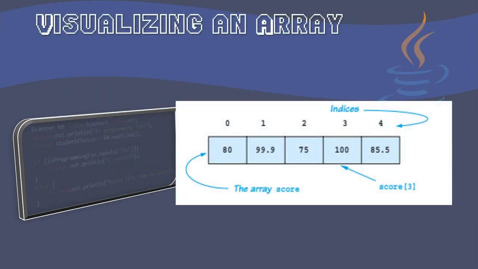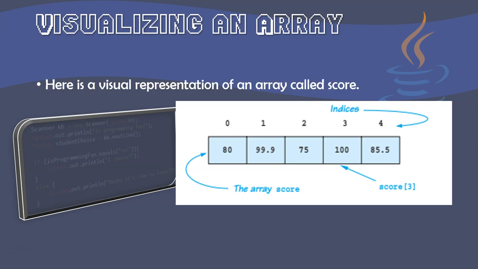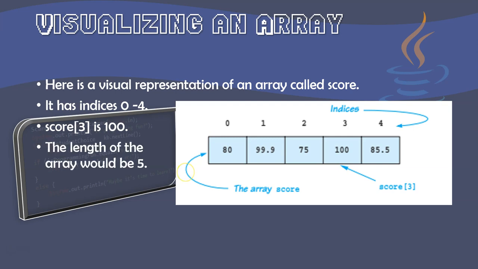And lastly, let's talk real briefly about visualizing an array so you can put some context to how this actually works. This is our visual representation of an array called score. You'll notice we have indices going from 0 to 4, because remember, arrays start at position 0. If you look, for example, at score 3, this is a specific variable in this array, and we have the value 100. The length of this array would be 5, because even though we started at 0, if we count how many pieces we have here, we have 1, 2, 3, 4, 5, which tells us this is length 5.